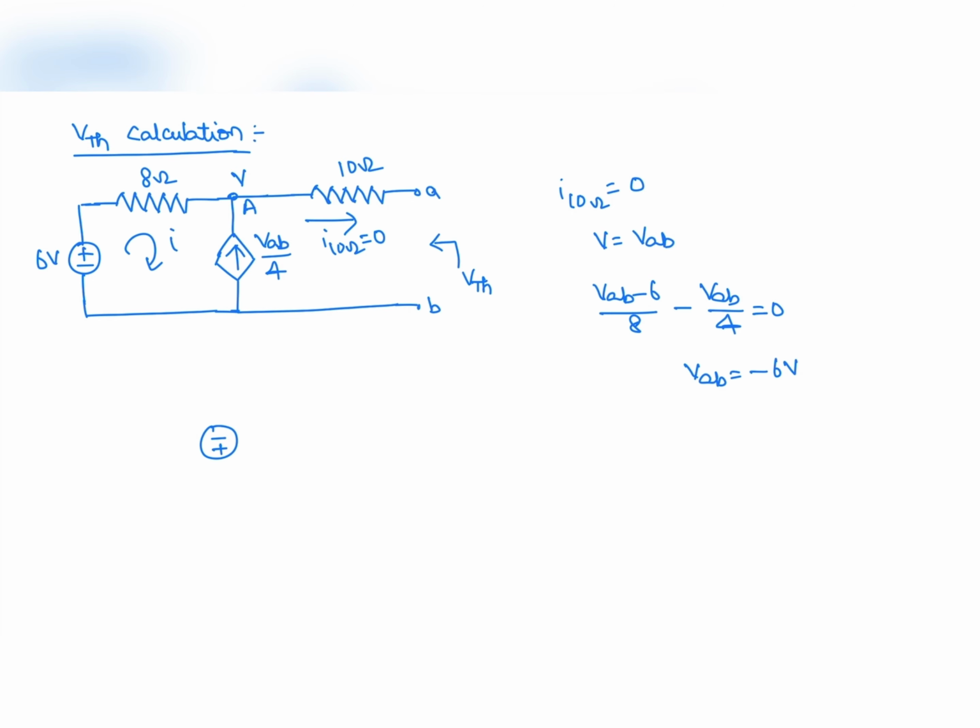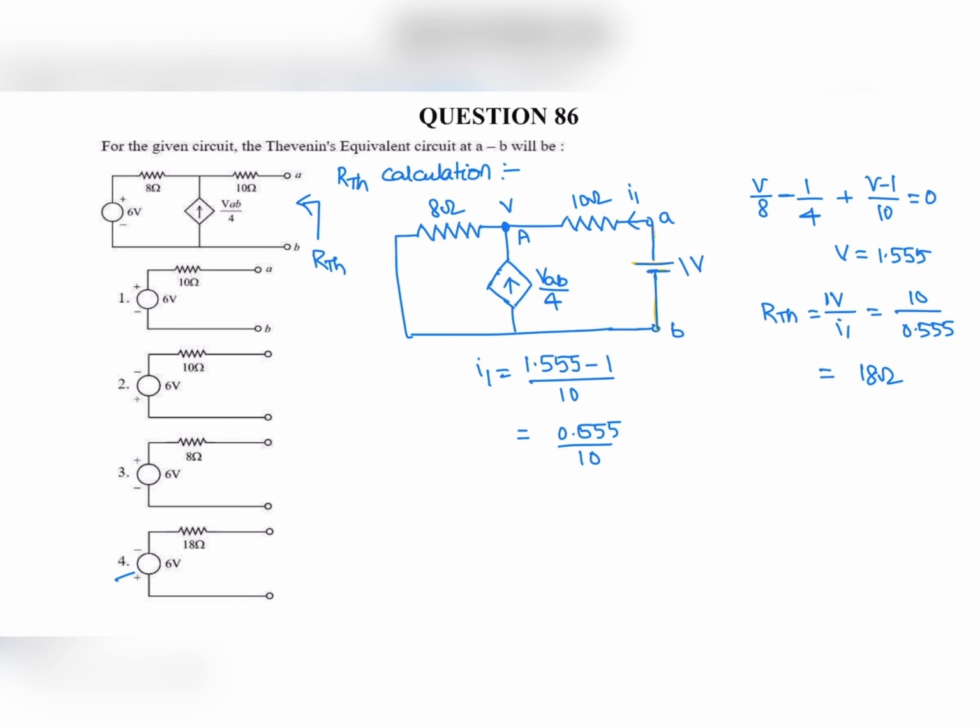The equivalent circuit is 6 volts and 18 ohms. This is the Thevenin circuit, VTH and RTH across the terminals AB. So this entire circuit is replaced with a 6 volt source in series with 18 ohm. So the correct option is 4.